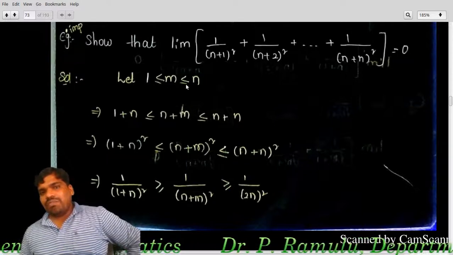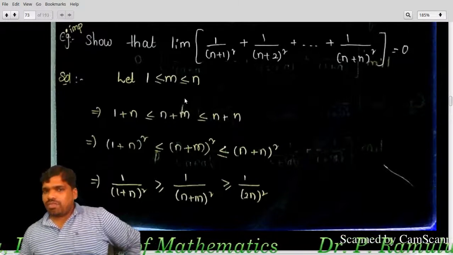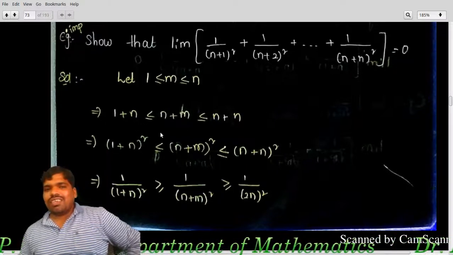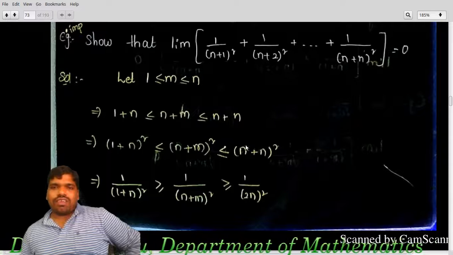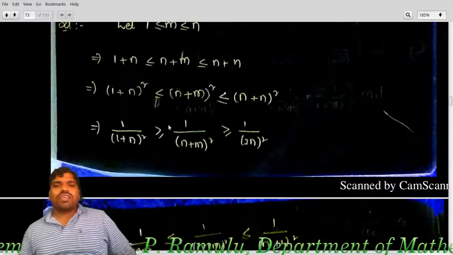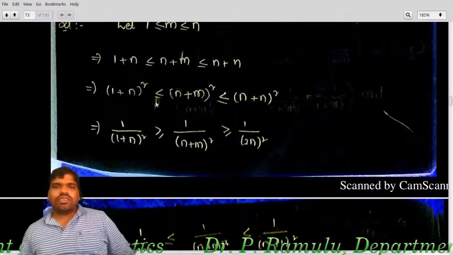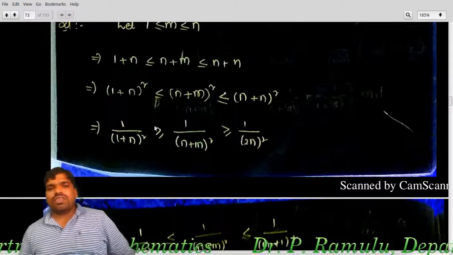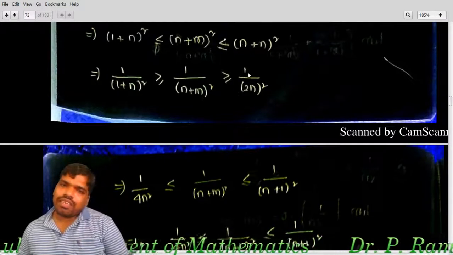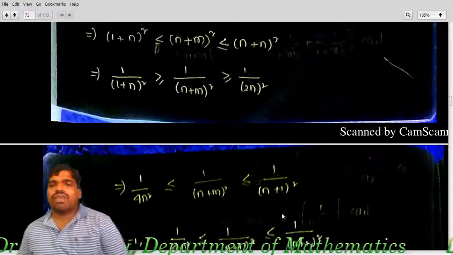What I am doing here is adding n to both sides: 1 plus n is less than or equal to n plus m. Squaring this inequality, (1 plus n) whole square is less than or equal to (n plus m) whole square, which is less than or equal to (n plus n) whole square. Taking reciprocals, 1 by (1 plus n) whole square is greater than or equal to 1 by (n plus m) whole square, which is greater than or equal to 1 by (2n) whole square. So, 1 by 4n square is less than or equal to 1 by (n plus m) whole square, which is less than or equal to 1 by (n plus 1) whole square.